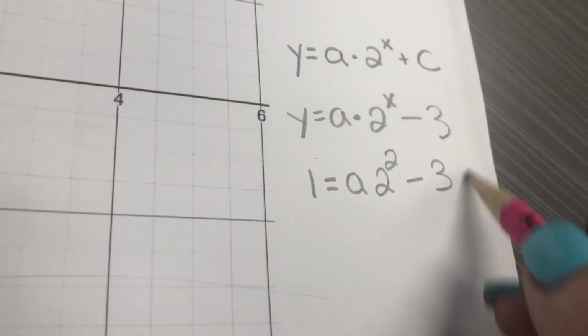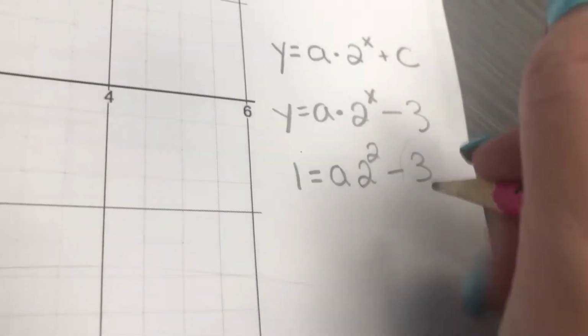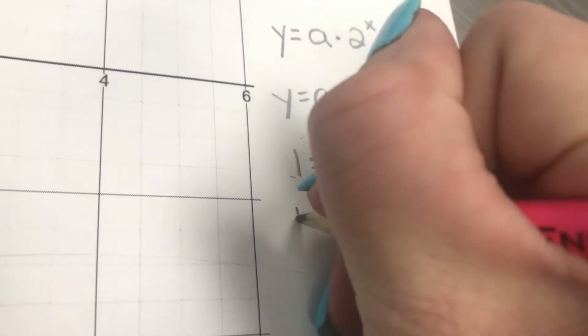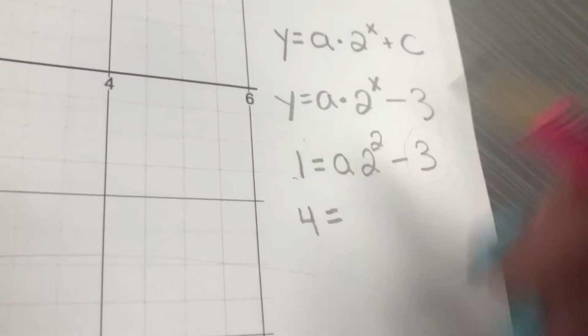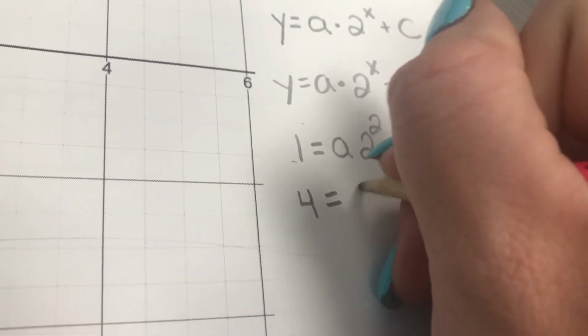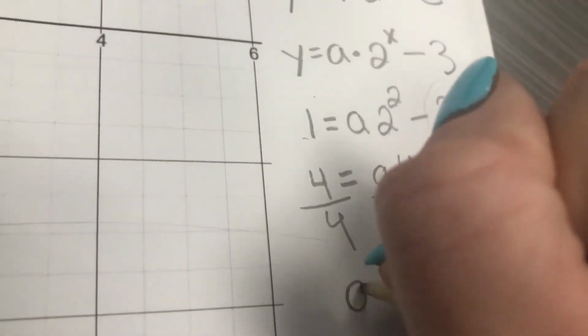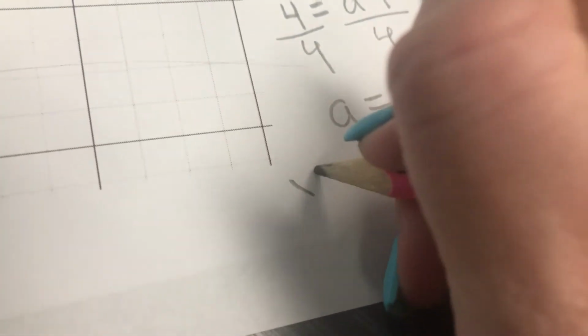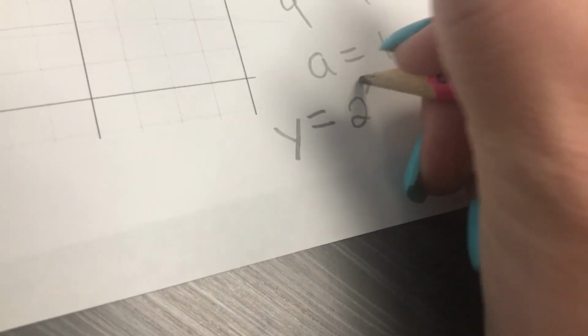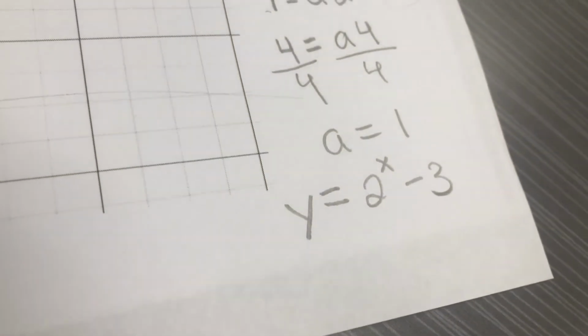So if I bring this 3 to the other side, I get 1 plus 3, so I get 4 equals a times, and then 2 squared will be a 4. Divide each side by 4, my a will be equal to 1. Okay, so then my equation for this exponential function will be y equals 2 to the x minus 3. We don't have to put the 1 in front because we can leave it as imaginary. Okay, so this is for 1a.